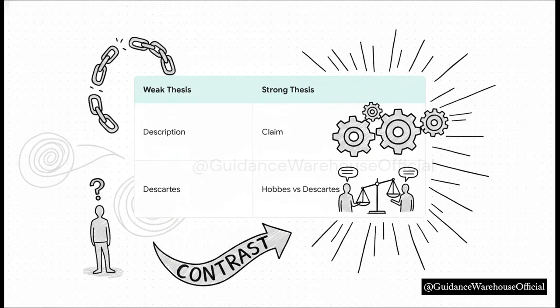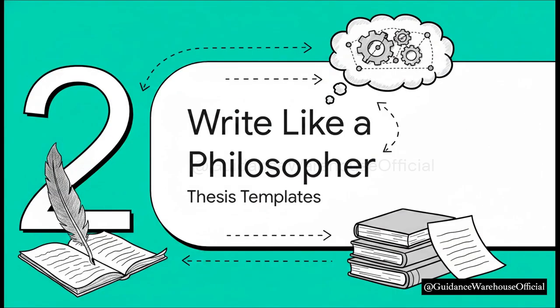Do you see the shift there? You aren't just describing Descartes anymore. You're actively putting him in a philosophical battle against Hobbes, setting up a real analytical argument. And that is exactly what your professor is looking for. Which brings us perfectly to Section 2, writing like a philosopher.